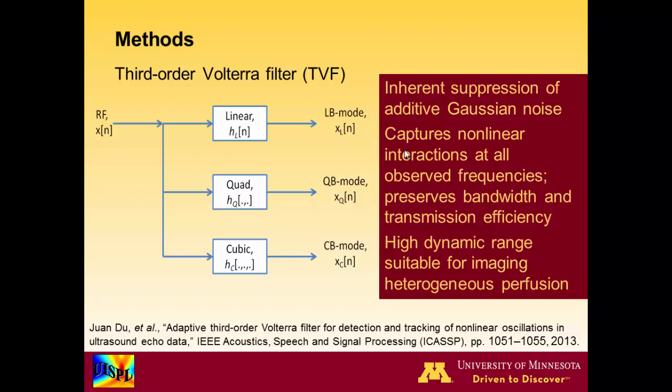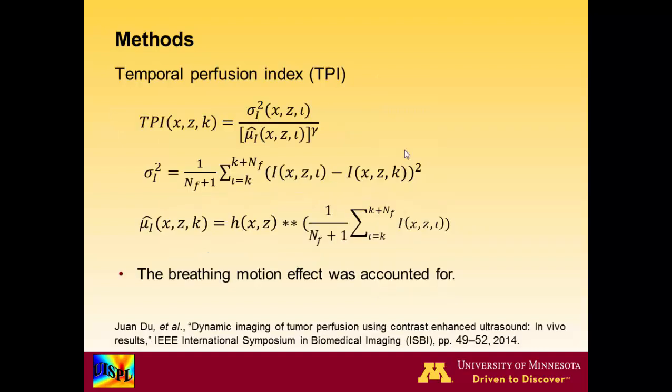So the Volterra filter will capture nonlinear interactions at all preserved frequencies. As long as f1 plus f2 equals 2f, we will capture it in the quadratic component. Another advantage is that Volterra filtering could further improve the signal-to-noise ratio, and also give us the high dynamic range to image the heterogeneous perfusion.